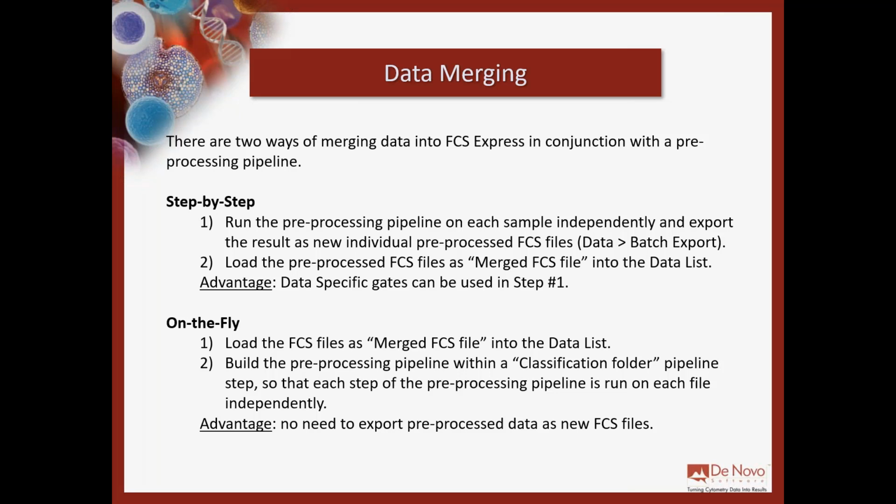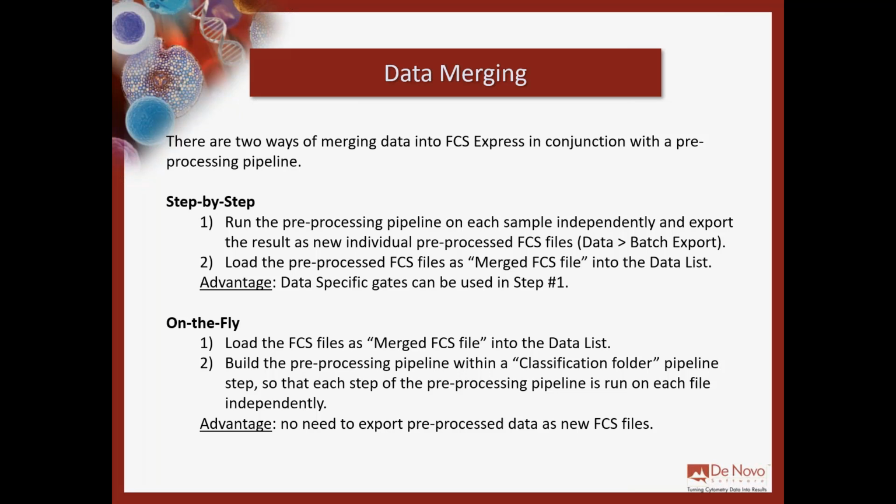The second strategy, I call it on the fly. You load all the files as a merged file directly from the beginning without any pre-processing, and then you run the pre-processing on each file individually, directly within the same layout, within the same pipeline. One of the advantages of the first is that you can use data-specific gates. So if the gate of interest is really variable, you might want to go with that strategy. The second one is that the on-the-fly strategy is really fast and simple. You don't need to export any FCS file. You can run everything in the same layout. So it's really up to you.